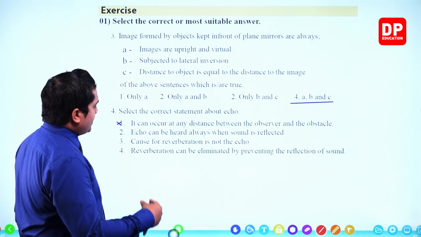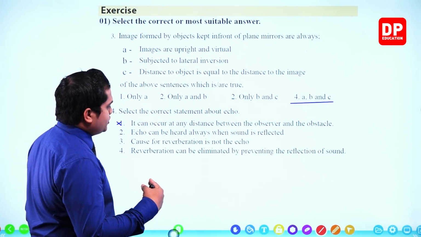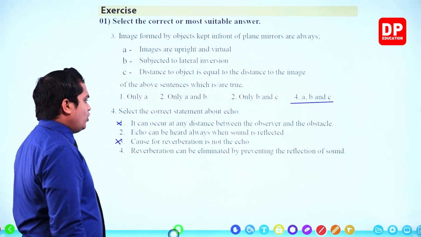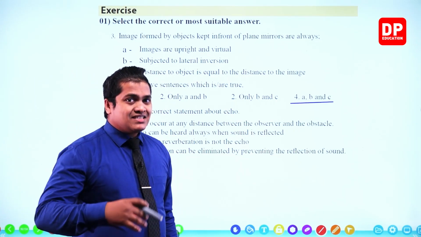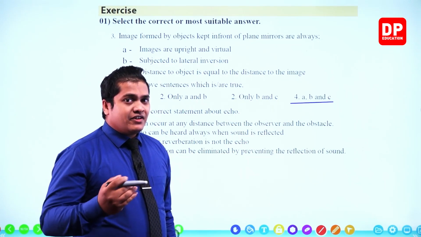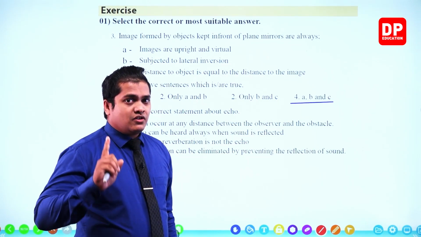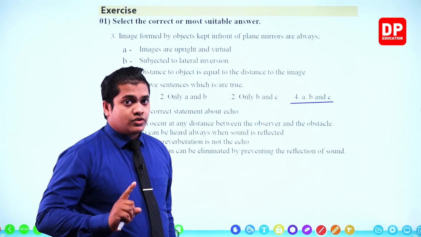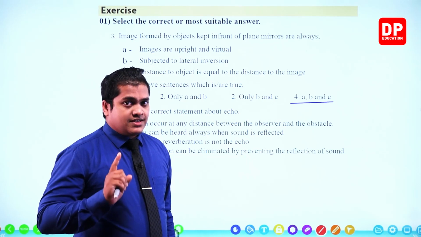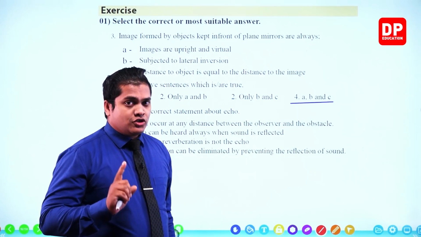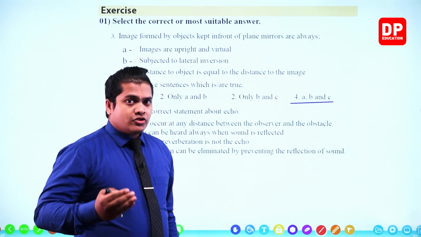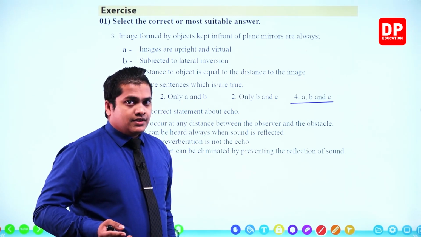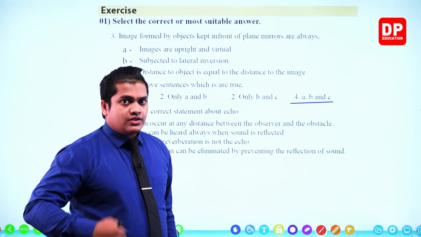The cause for reverberation is not the echo. Incorrect. The cause for reverberation is the echo: the occurrence of echo at different time intervals, but before losing the first sensation in our brain of this first initial sound, the reverberation is going to happen, or else echoing is going to happen, right? So echo is a main reason for the occurrence of reverberation.